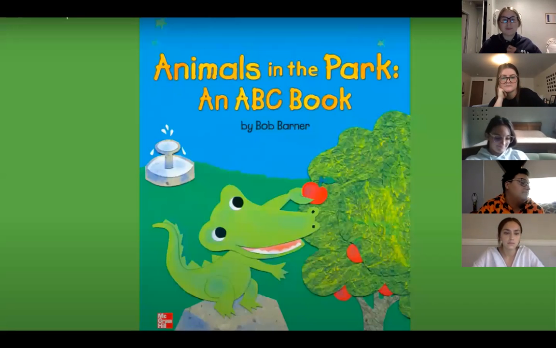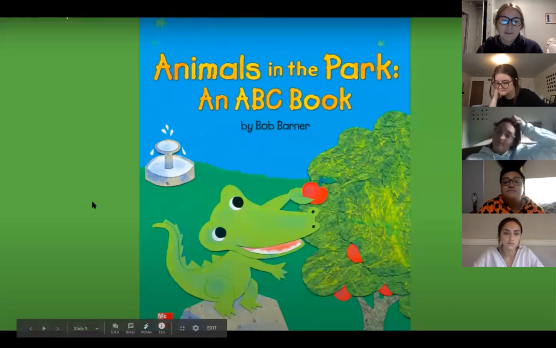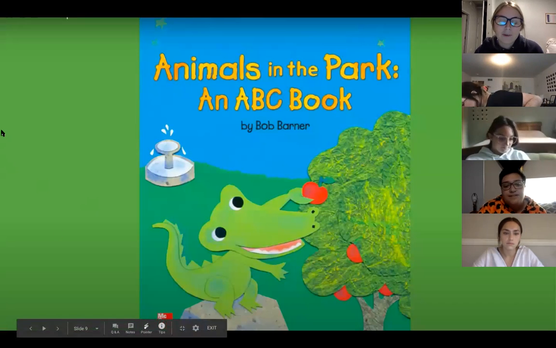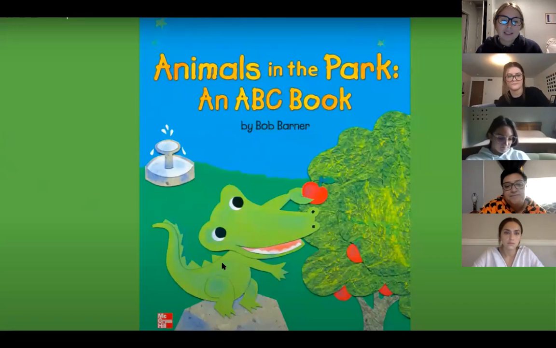So Animals in the Park, an ABC book. So what do we notice on this front page? What animal is this? An alligator. Yeah. And what is he picking? An apple. Yep, you're right. So he's picking out of an apple tree.